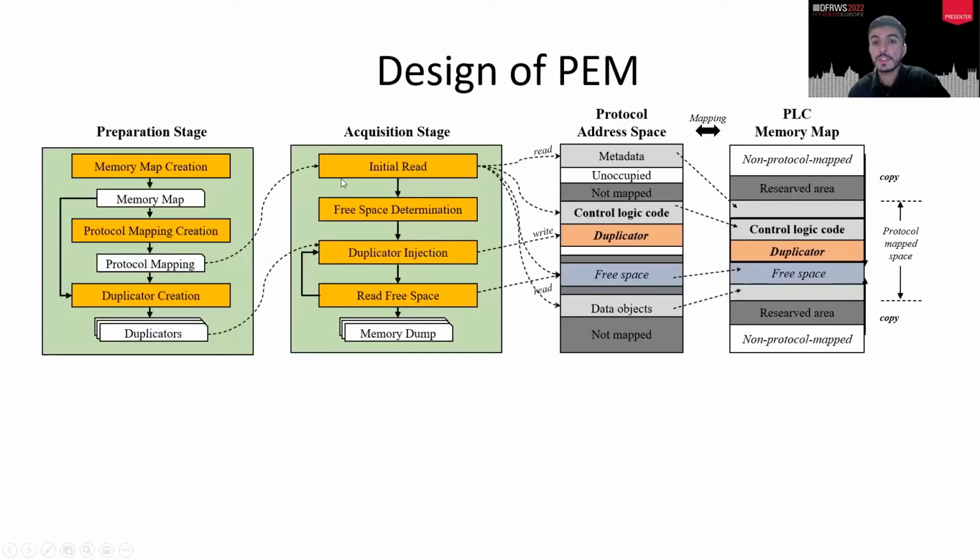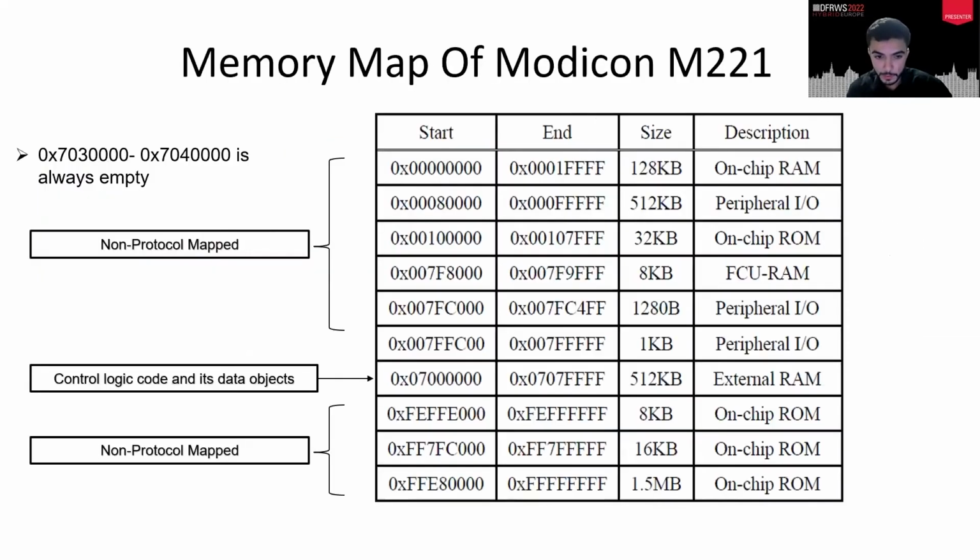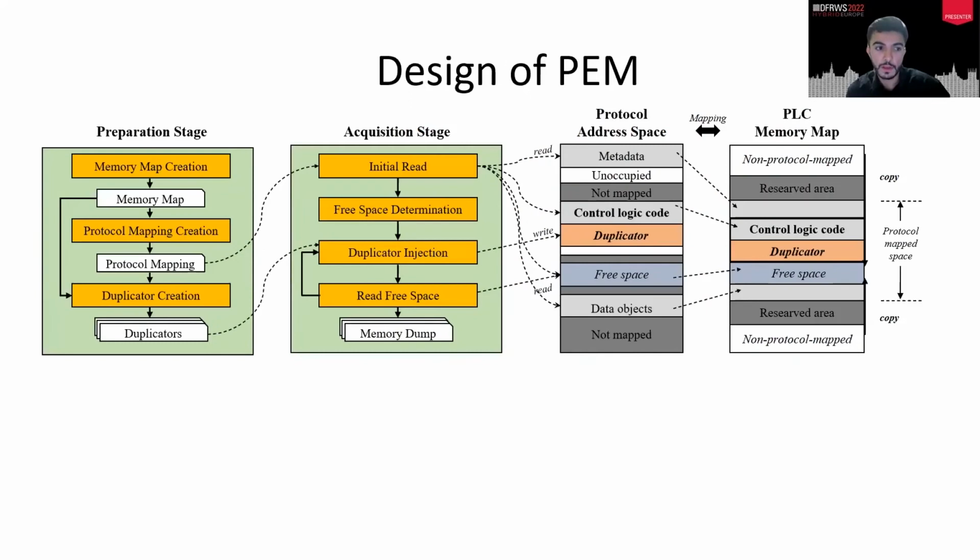So this is the design of PEM. First is the memory map creation, which is, as we discussed in the previous slide, something that can be obtained from any vendor. And once we have that, we have to do protocol mapping, which sounds complicated. It's just reverse engineering and finding which part of the memory has the free space where the control logic goes.